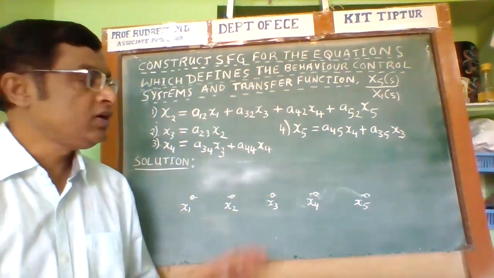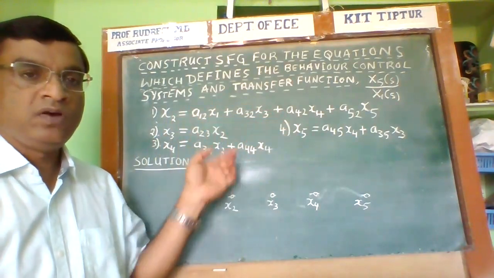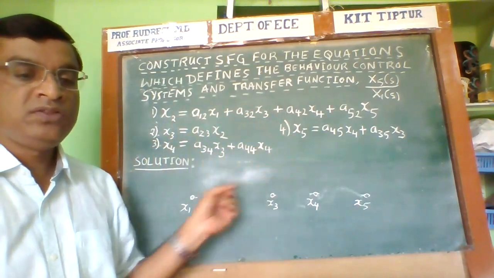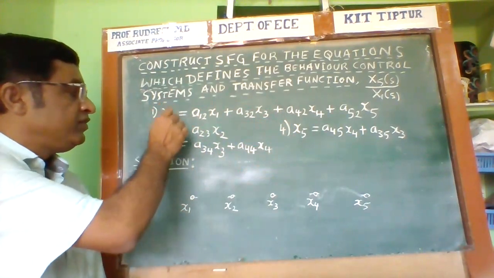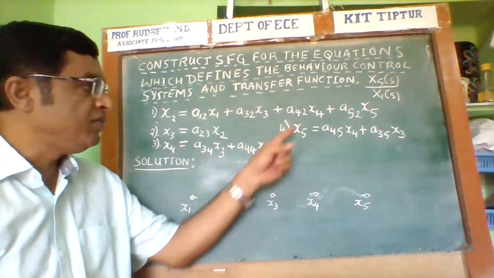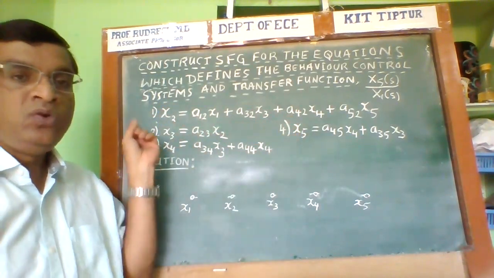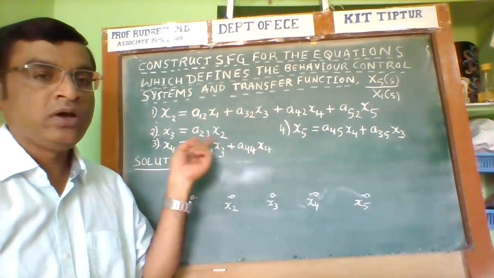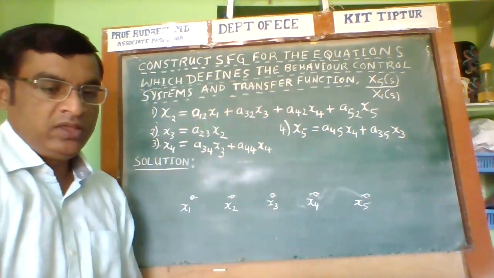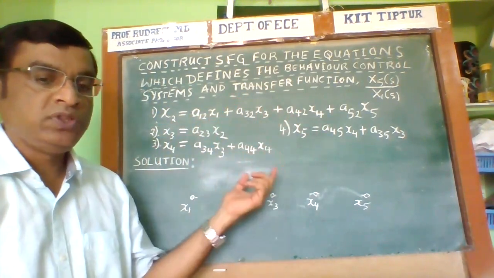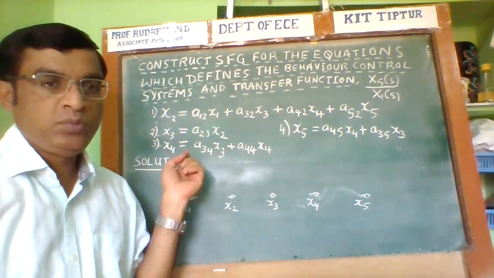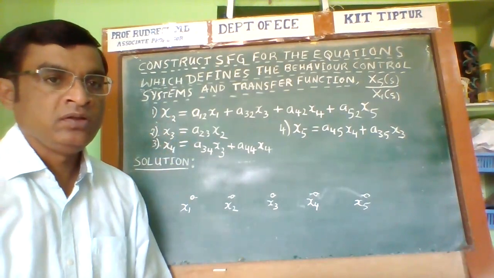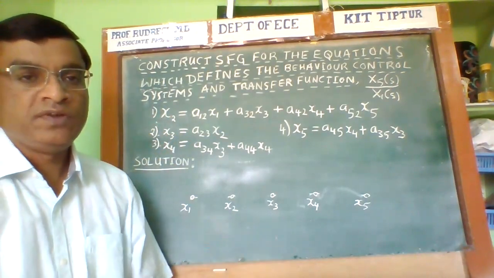Now, in order to construct the signal flow graph for the given algebraic equations, we should follow this: the left hand side of each equation denotes the nodes of the system, and the quantities on the right hand side of each equation are the inputs to the corresponding node. The RHS is the input to the LHS of the equation.